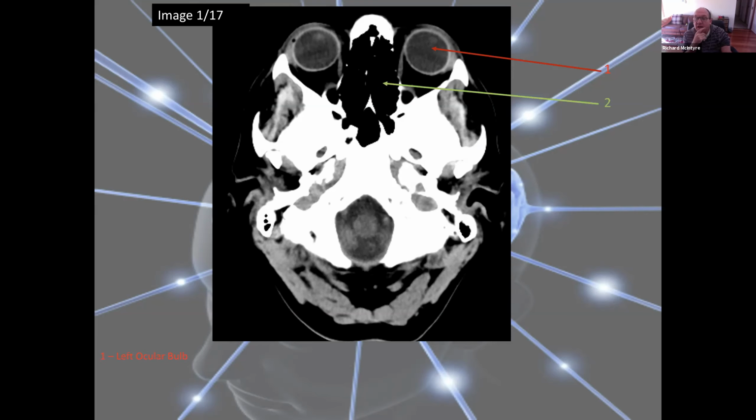Sinus, do you remember what type of sinus that is? It's the ethmoid sinus. That's the bone. So we see the bone is a little bit better shown on CT. And of course, that's soft tissue windows of CT. Okay.